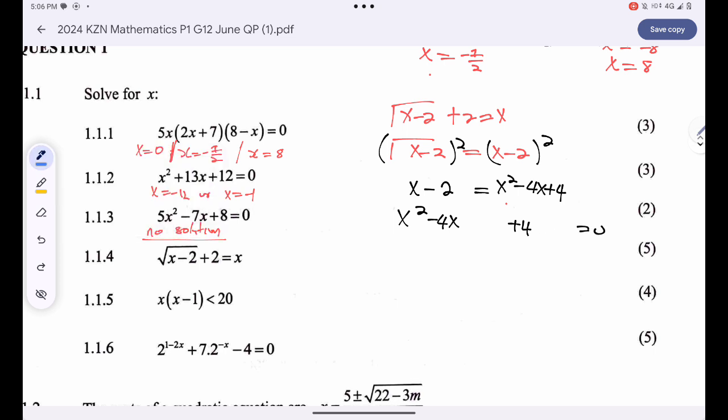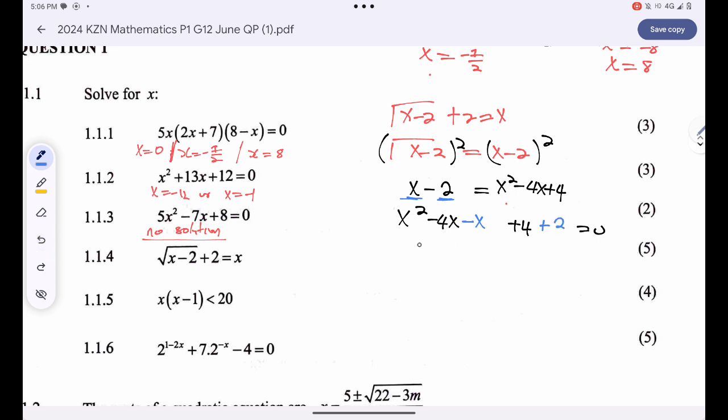Then the terms which are on the left hand side, whenever I take them to the right hand side, their signs will change. The x was positive there, but now it will be negative, and the 2 was negative, but now it will be positive.